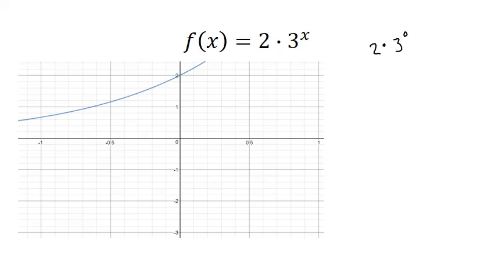If you remember from Algebra 1, 3 to the 0 power is not 0. 3 to the 0 power means 1. So this problem is really 2 times 1. 2 times 1 is 2.